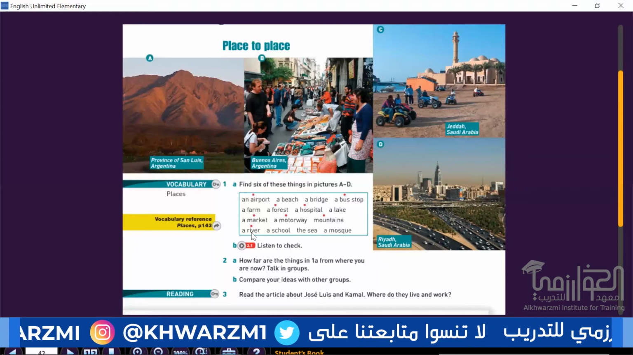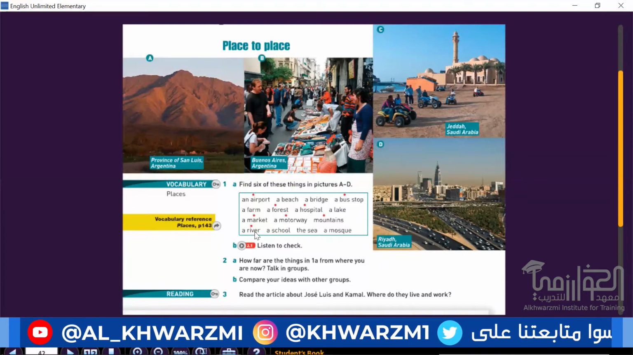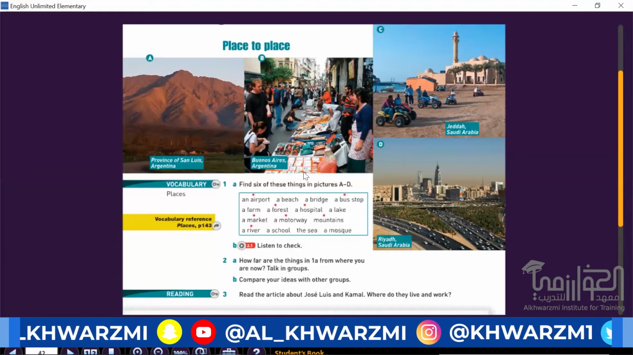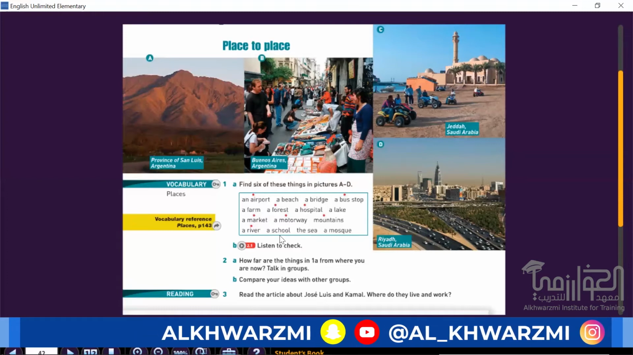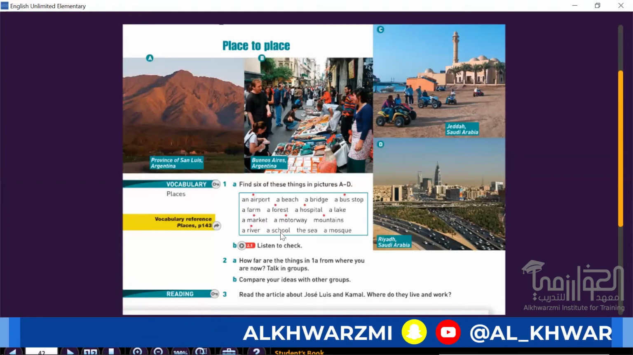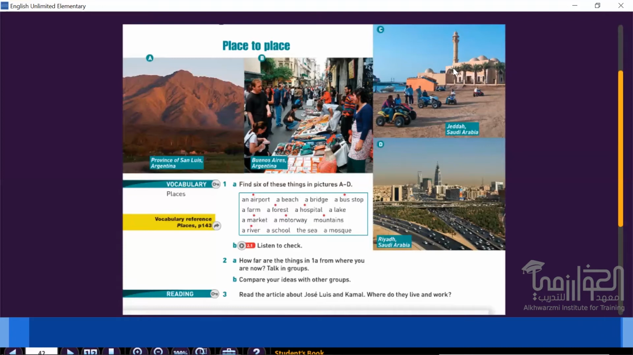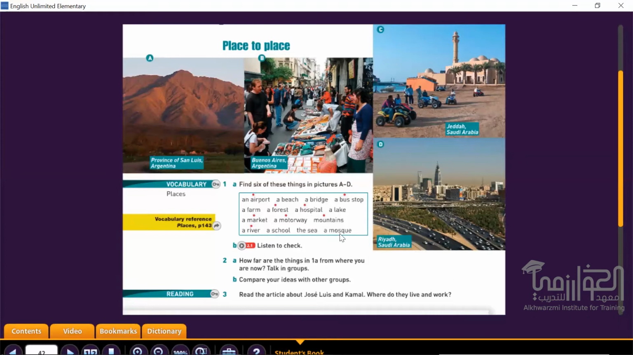And then we have a river, Nahar. Where can we see any river here? No, there is no river around. There's no river in any of the pictures. And then we have a school. There's no school here. Madrasa, there's no school here. Then we have the sea, Bahar. Yes, we can see the sea in Jeddah. And the next word is a mosque.